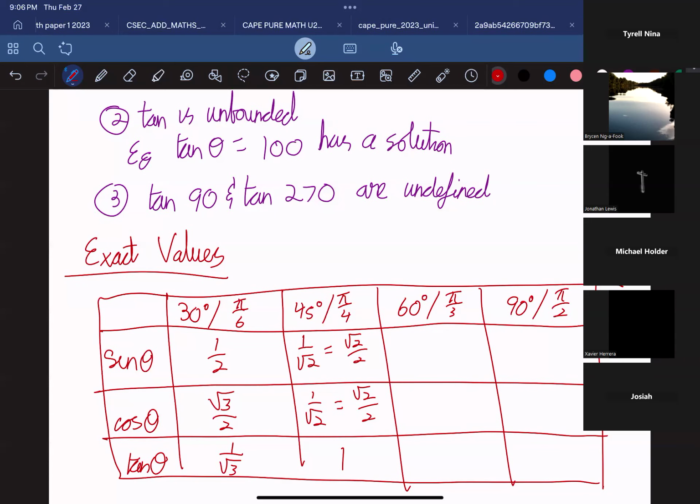Right, then we have sine of 60 is root 3 over 2. Cos of 60 is a half. Sine 90 is 1. Cos 90 is 0. And tan 90 is undefined.